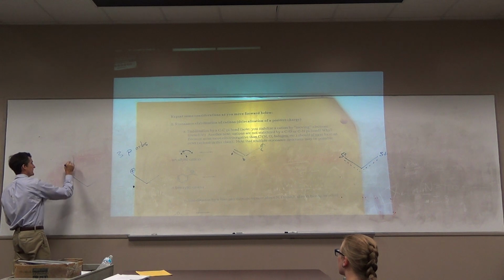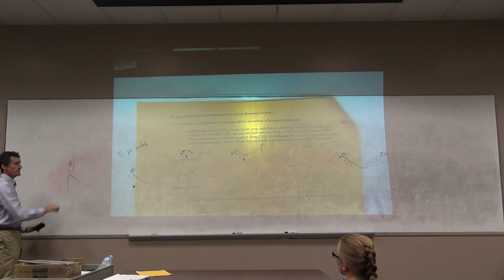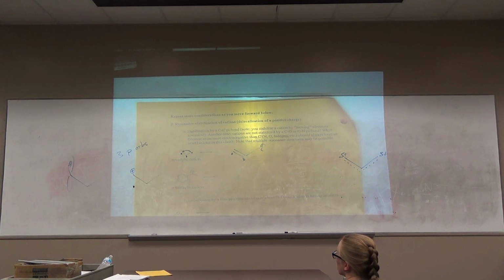That is sp2 with an empty p orbital. There's none here. That's sp3, sp3. What is that p orbital interacting with, or overlapping with, or conjugating with? Nothing.